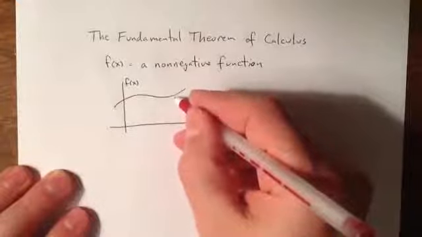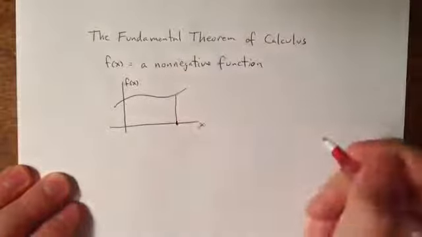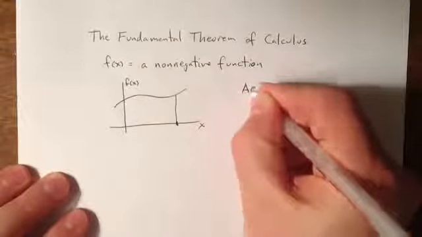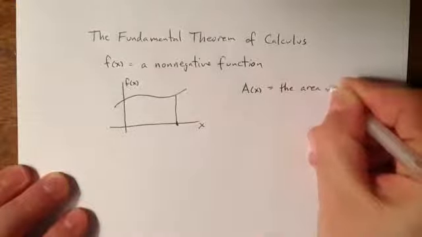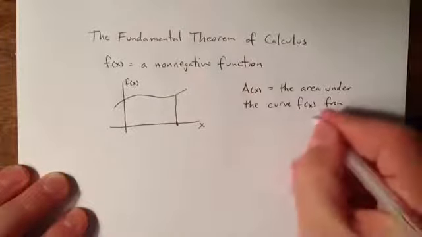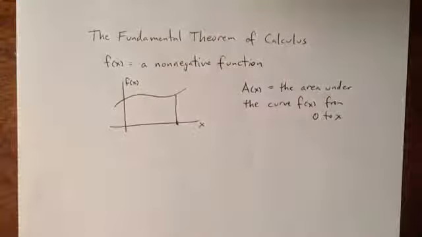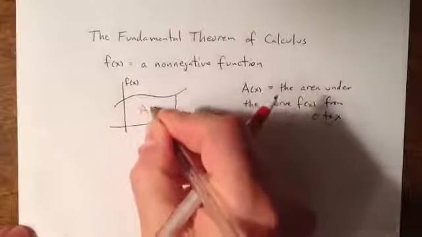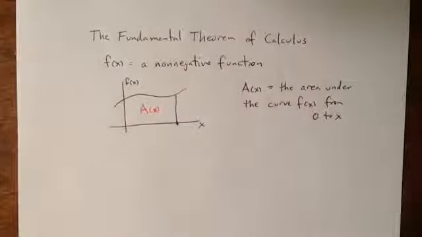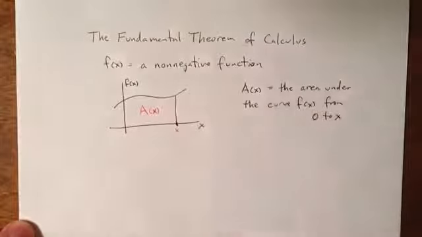We're interested in understanding the area under this curve, and the fundamental theorem of calculus helps us do that in the following way. So let A of x equal the area under the curve f of x from 0 to x. Right, so the value of A of x, for any given x, would be like this amount. This area under the curve. So if this is our given value x.